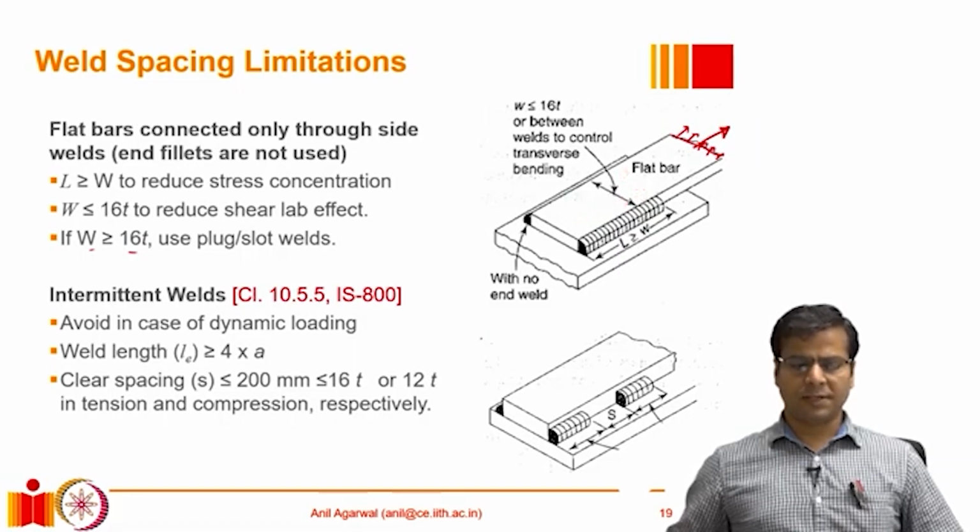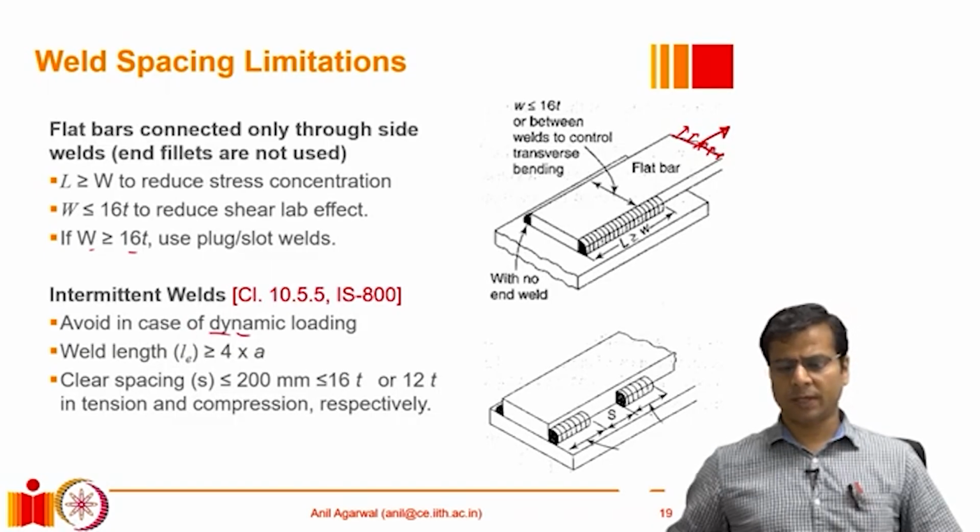If we are going to use intermittent welds, which are often required because the load requirement is sometimes very low and we don't have to cover the entire length using a full size, continuous weld, we may often go for intermittent welds. However, we should avoid those intermittent welds in case of dynamic loading conditions. Why? Because as we discussed, the ends of any stretch of a weld are the areas where high stress concentration takes place.